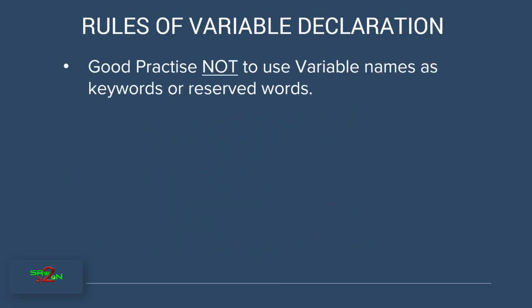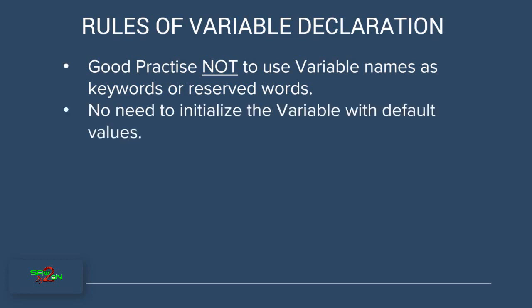The next rule is a good practice. It's not mandatory, but it's a good practice not to use variable name as keyword or reserved words. Well, we have seen keywords and reserved words previously. So don't use those words as a variable name. Even though it works because you're assigning dollar to it, it's not a good practice to use the keyword names as variable names.